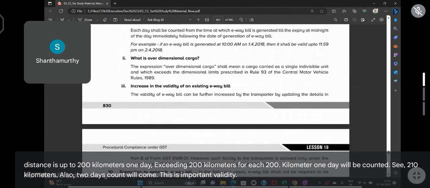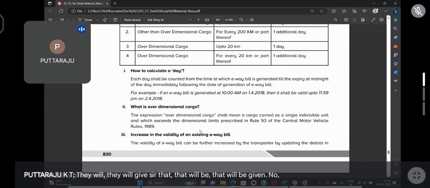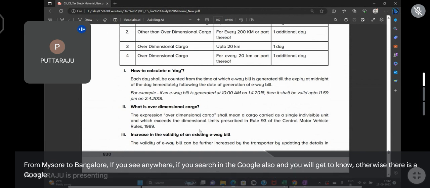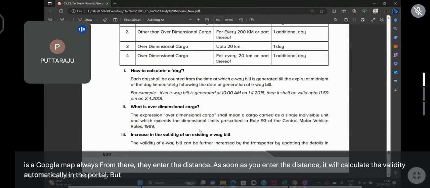How is the distance calculated, sir? They will give it, sir. Normally you will know the distance from Mysore to Bangalore. If you search in Google you will get to know, or there is always Google Maps. In the portal, as soon as you enter the distance, it will calculate the validity automatically. But we are not using the portal in the exam, so we need to calculate manually.